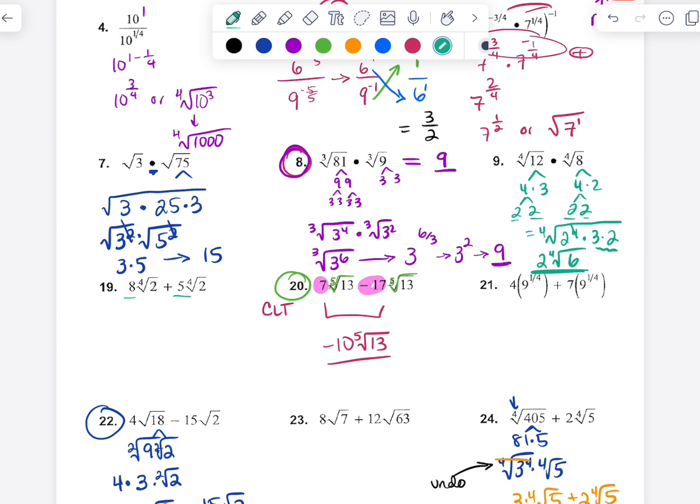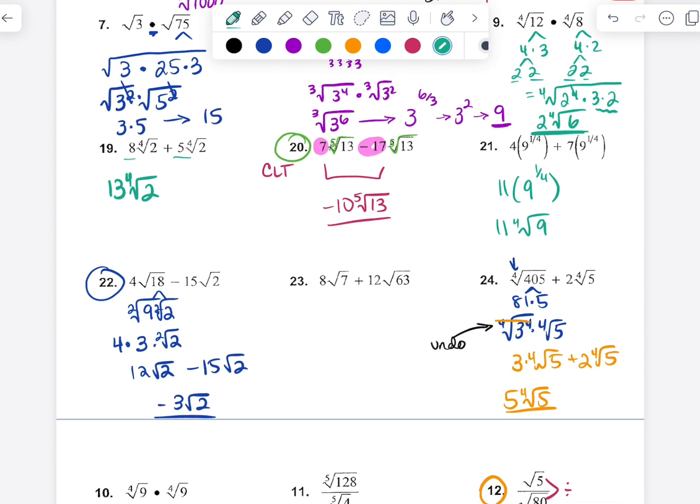Our roots are already simplified, so we have 13 4th roots of 2. And by the way, you're adding those together because basically you're just counting up how many 4th roots of 2 you have. Same thing over here with 21. That's going to be 11 9's to the 1/4 power. I know it looks funky, but that's what it is. I mean, if you wanted to write 11 times the 4th root of 9, also fine. All depends on what the directions say.